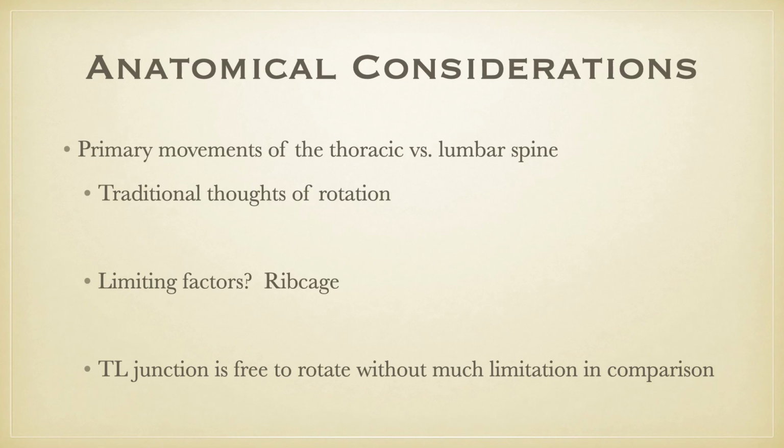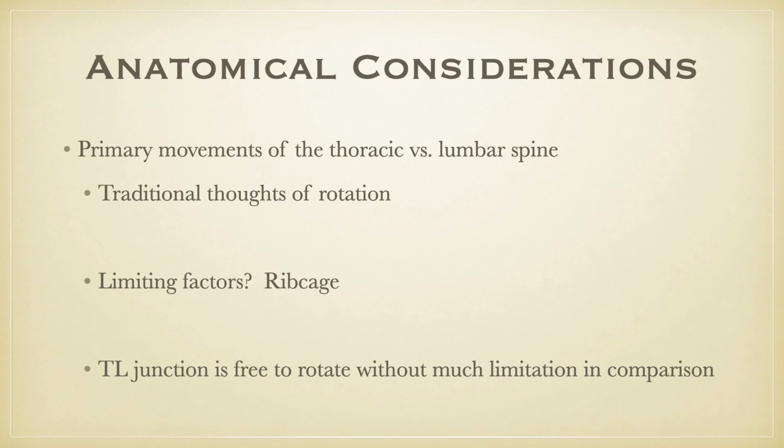So here we want to look at the primary movements of the region, the thoracic spine versus the lumbar spine. Traditional thought about rotation is that the lumbar spine has very little rotation compared to the thoracic spine. And that's typically true when you look at regular active range of motion. For the lumbar spine, from the textbooks and literature, there is about 2 degrees of rotation per segment, which is not very much. Add up all the lumbar segments and you get about 10 degrees of rotation. So the majority of rotation is more likely in the thoracic spine, certainly.